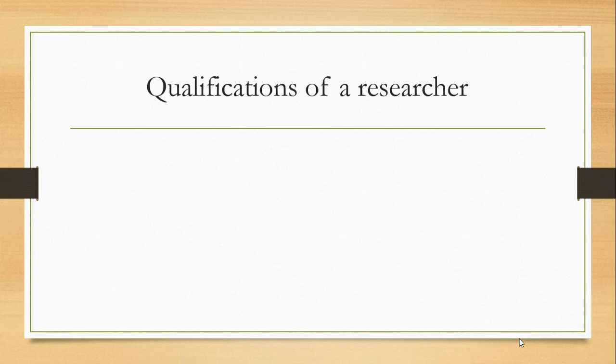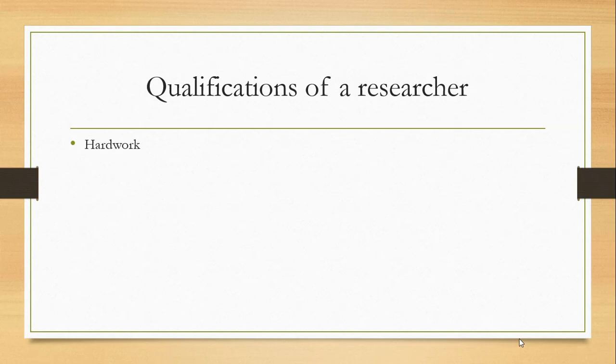So once you have decided you want to be a researcher, what are the qualifications of a researcher? First, it is not necessary that he be a historian. For example, Comte and Kosambi were historians, but they were from maths. Comte was a maths professor and Kosambi was an engineer, but still they were historians.